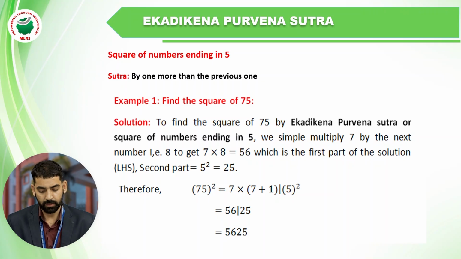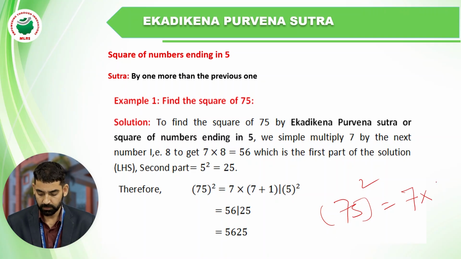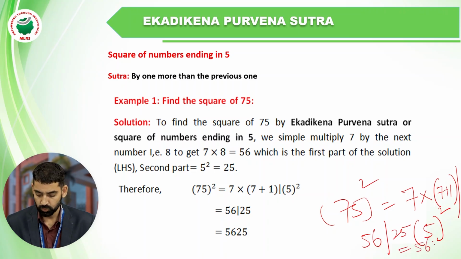Let's clarify it. If we have to find the square of 75, the first number is 7. We have to multiply it by 1 greater than it, that is 7 plus 1, so 8 is greater than 7. Then we have the separator. Then we have the square of the second number, which is 5. So when we multiply 7 into 8, that is 56, and after the separator we write 5 square, that is 25. So this is 5625.